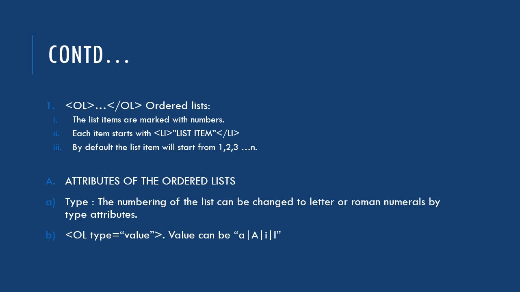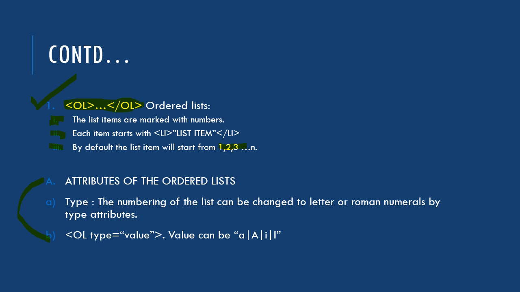Continuing with the ordered list. In an ordered list, each item is marked with numbers, as we can see in the list of items here, starting from point number 1. Each item starts with li. You will first define the ordered list with this syntax, then between the ordered list tags you will define the li list items, li1, li2. By default, the list items will start with 1, 2, 3, and not the Roman numerals or the alphabets we have used over here.